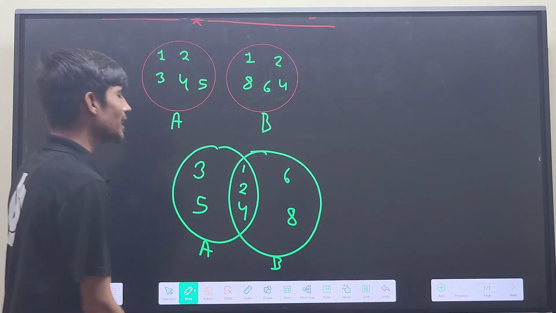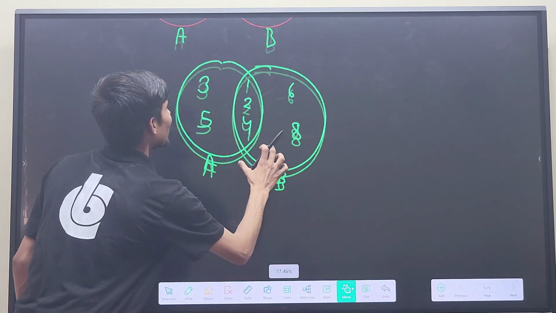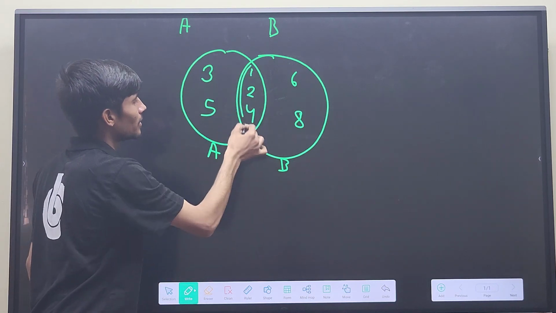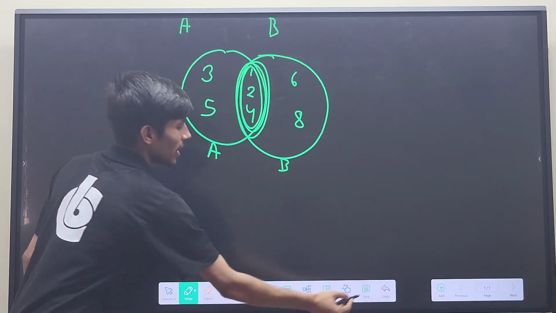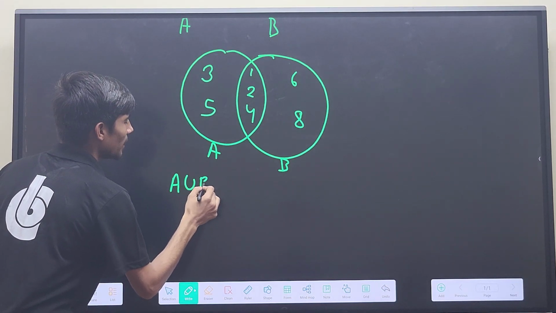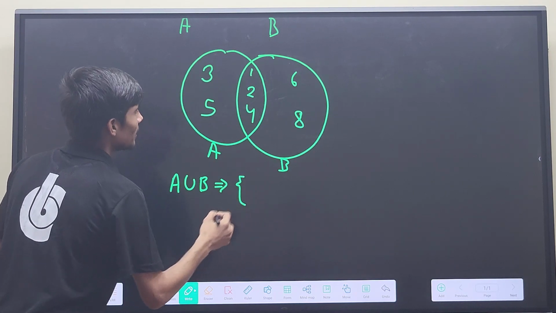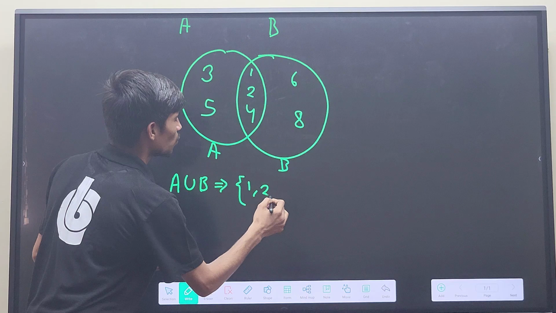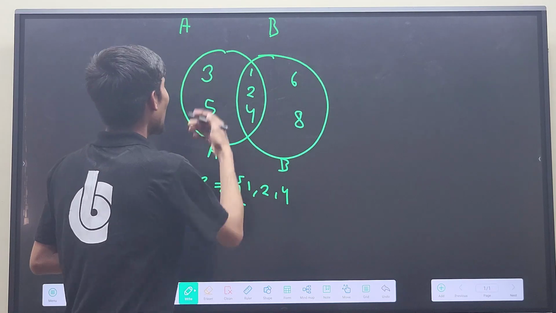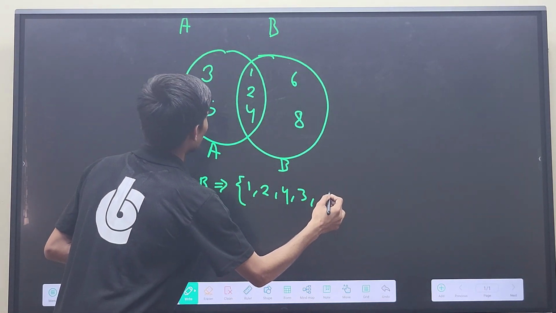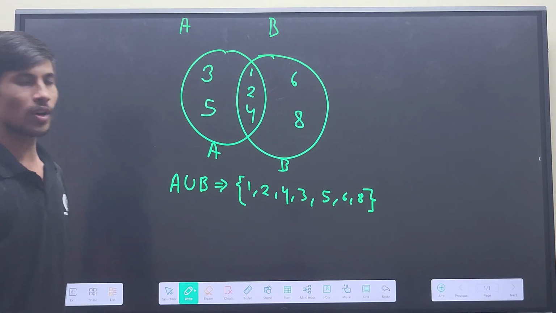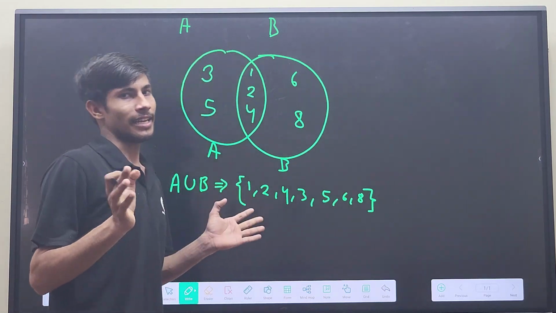Now you can see here the Venn diagram having some common elements. These are the common elements you can see here. If I am making the set A union B, then easily you can see here the elements 1, 2, 4, which are common in set A and set B. We will write them once, and 3, 5, 6, and 8. So this is A union B. Okay, I hope A union B is clear.